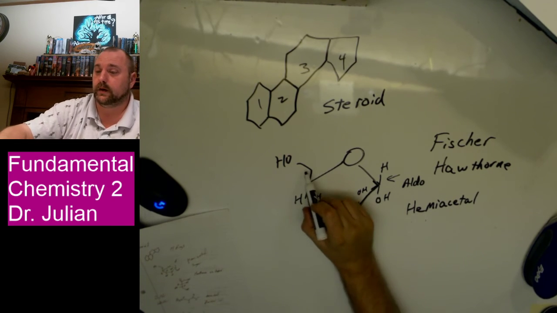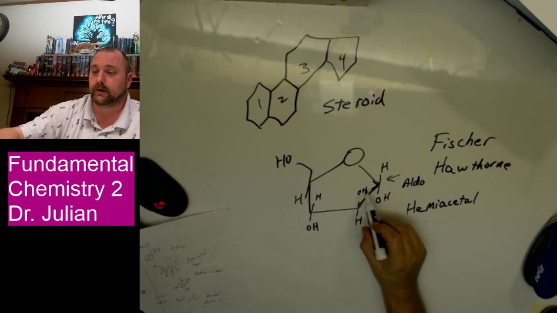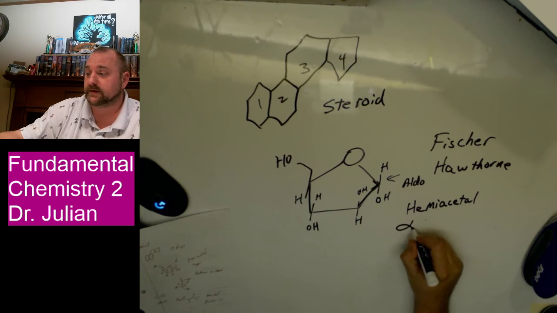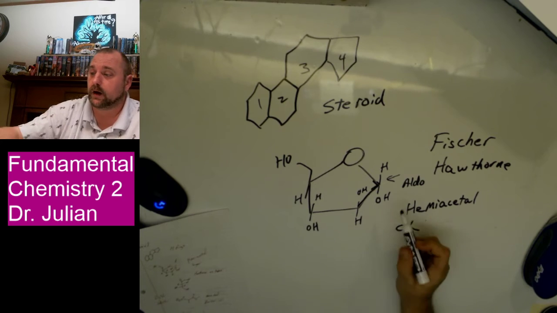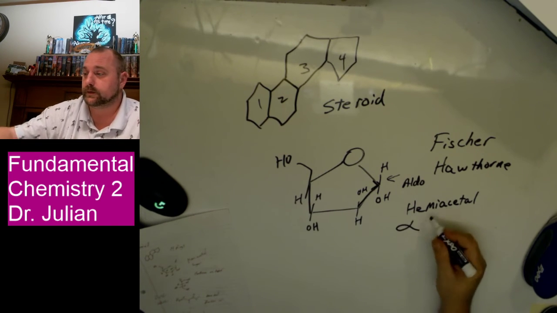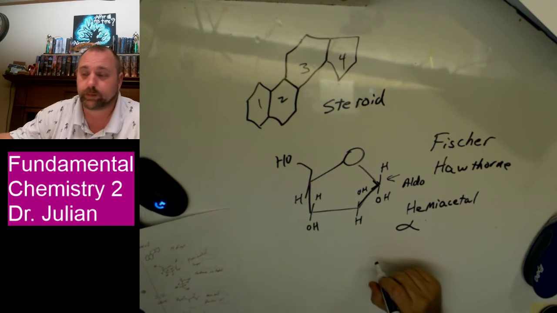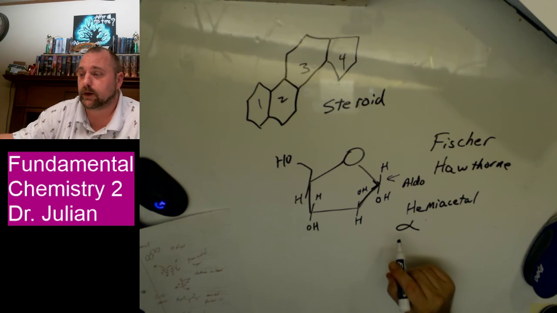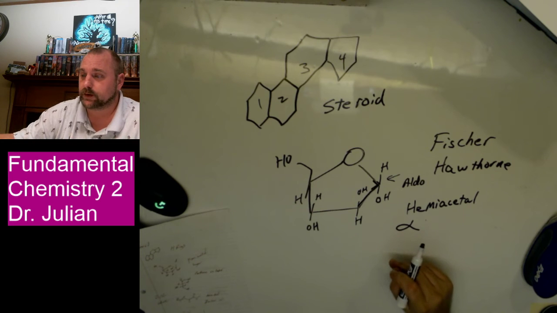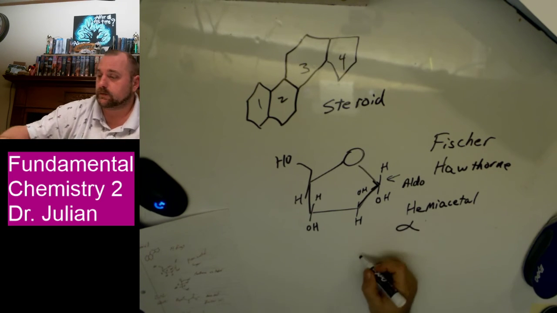We can also tell this is on the bottom. The CH2OH is on the top. They're opposite each other. That's alpha. Okay. 1, 2, 3, 4, 5. This is a pentose, so it's an aldopentose in the alpha configuration.